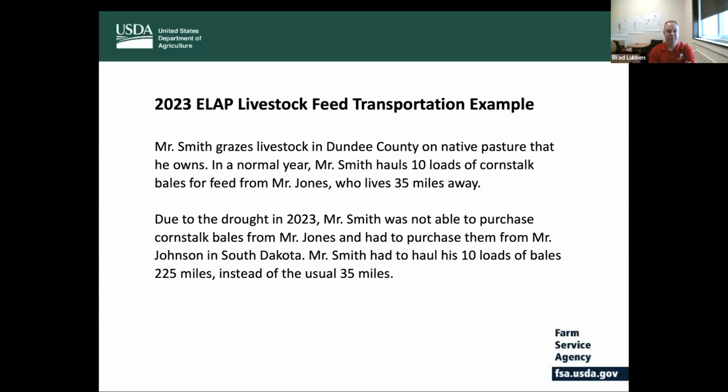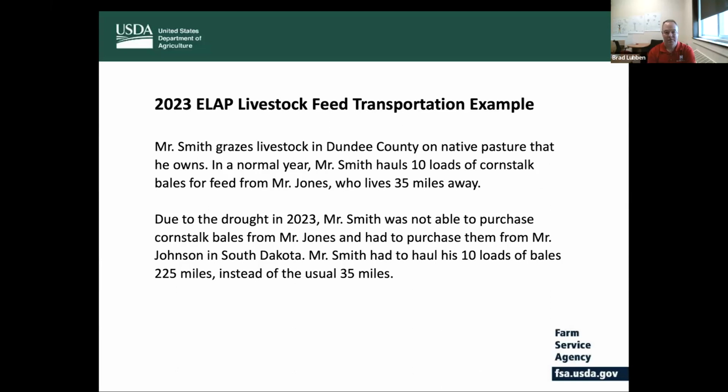Due to the drought in 2023, Mr. Smith was not able to purchase cornstalk bales from Mr. Jones, and instead he had to purchase them from Mr. Johnson in South Dakota. Mr. Smith had to haul 10 loads of bales 225 miles instead of the usual 35 miles.